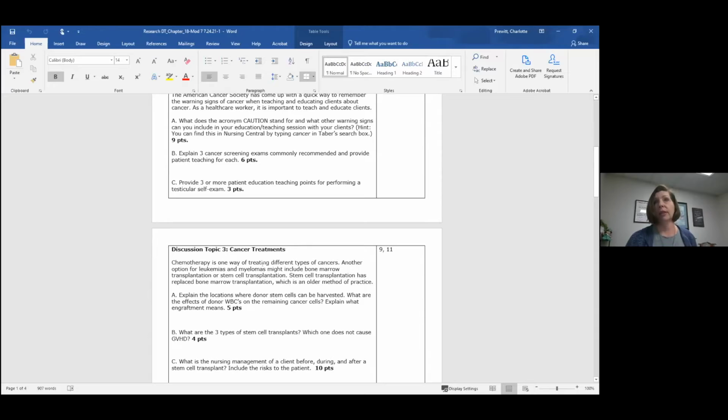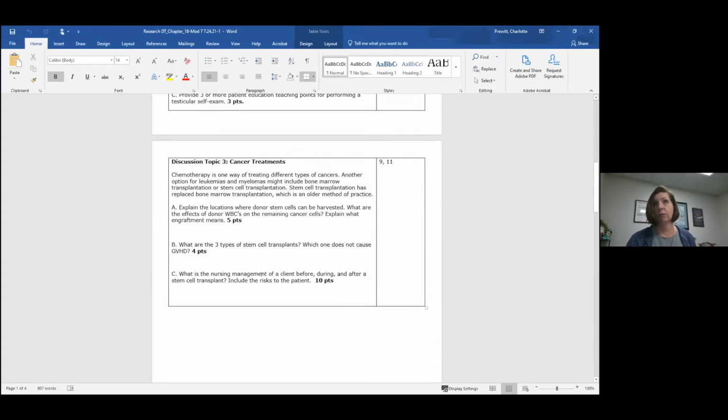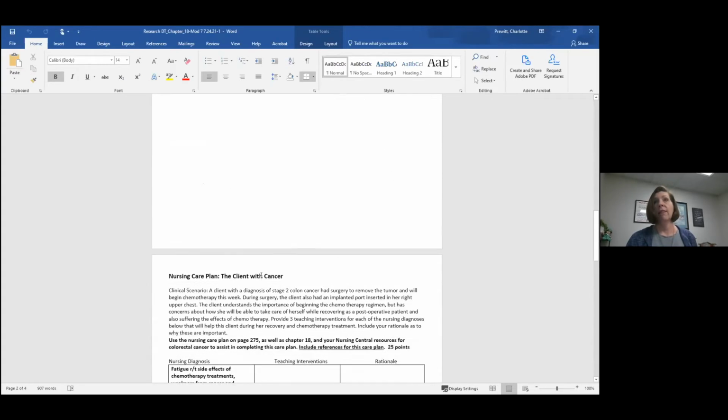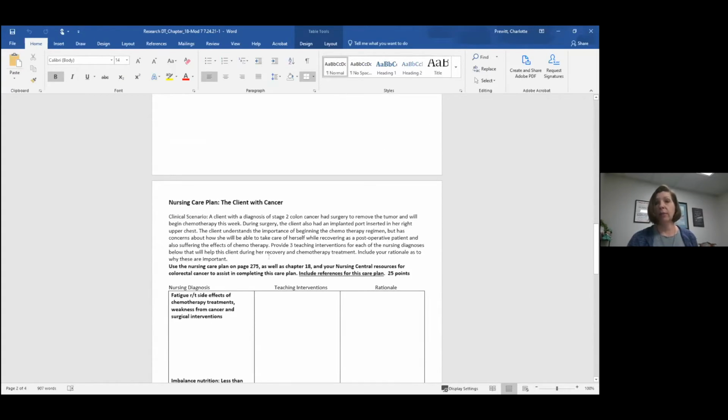The third one is cancer treatments. So this is a big assignment for them. This is a full test grade. And then I have them do a care plan.